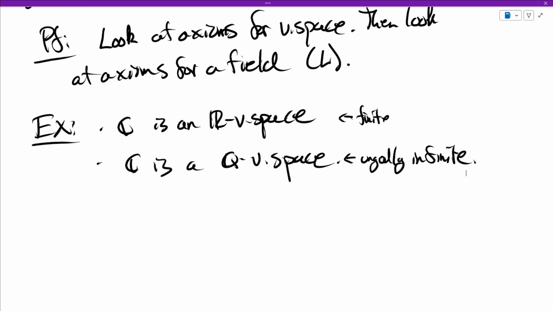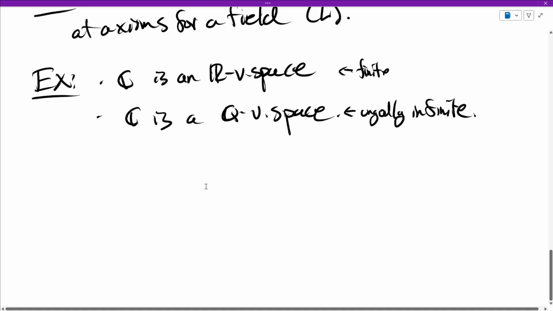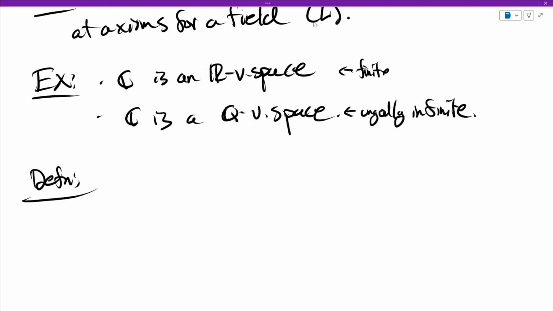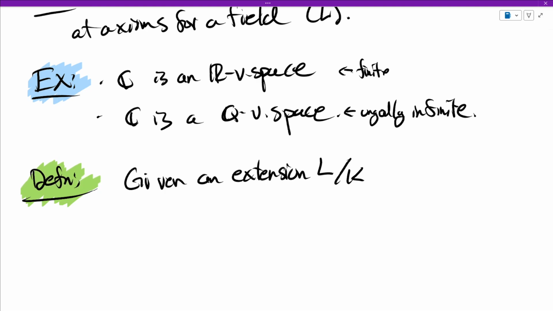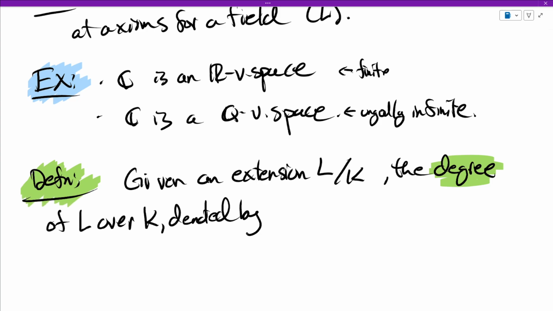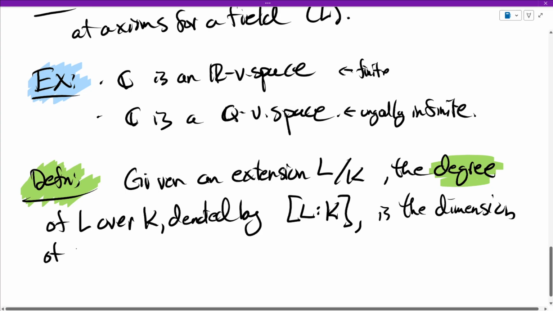Now there are several important consequences of the larger field being a vector space over the smaller one, but perhaps the most important thing that we get from that is the notion of a degree. So definition, I highlight my examples in blue, so let's do blue here, and then green for our definition. Given an extension, and by extension, of course, I mean in the context of this class, field extension, the degree of L over K, which is denoted by brackets L colon K, is the dimension of L as a K vector space.